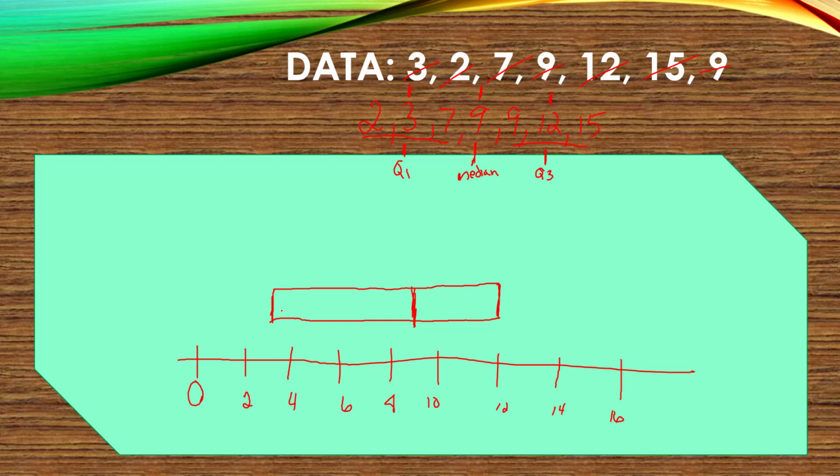Next, we want to find our highest value and our lowest value. Our lowest value is 2, so that comes down to here, and it's a whisker to the box. Our highest value is 15, so that's going to be somewhere right up here, and that's a whisker to the box. Now again, you should have made box and whisker plots in 6th grade, so this should be all review.